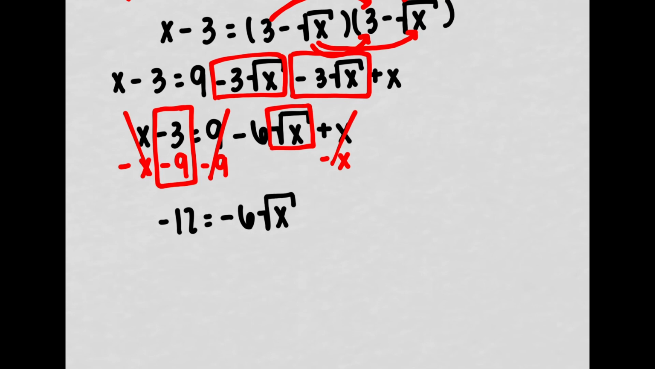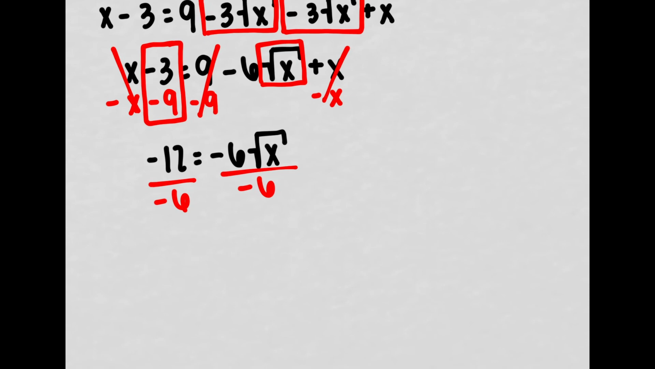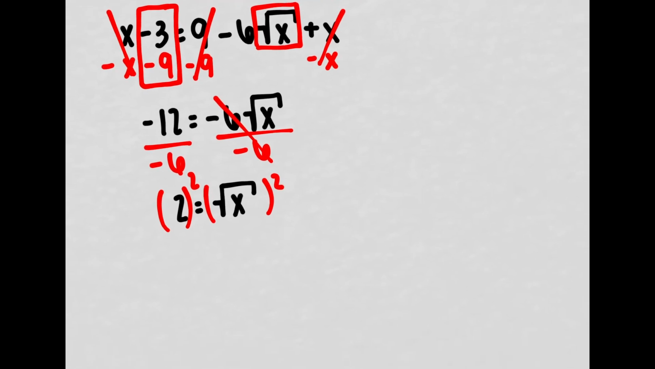Now my radical still is not by itself. I have that negative 6 in the front, so I have to divide both sides by negative 6. When I do that, it cancels out here. And I have negative 12 divided by negative 6, which gives me a positive 2, and it's equal to the square root of x. My radical is alone at this point, so I can square both sides. And when I do that, 2 squared leaves me with 4 is equal to x.